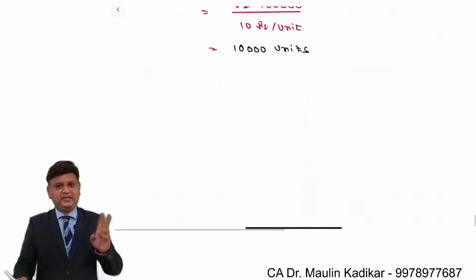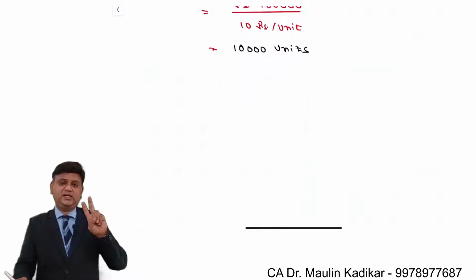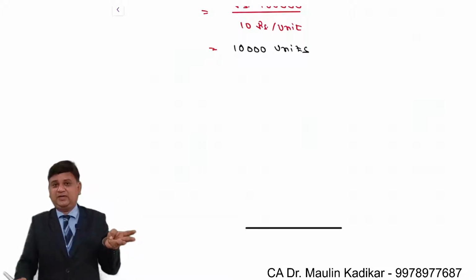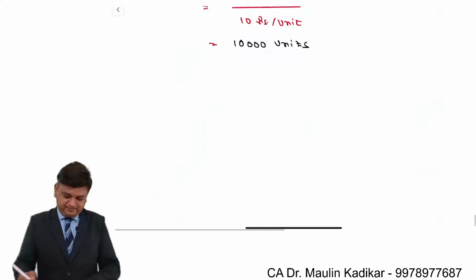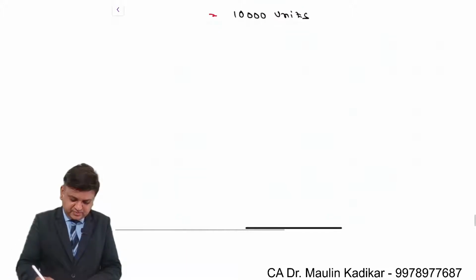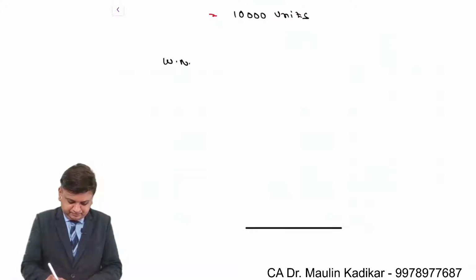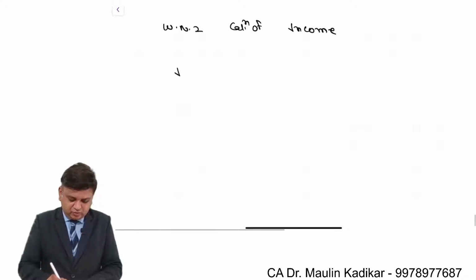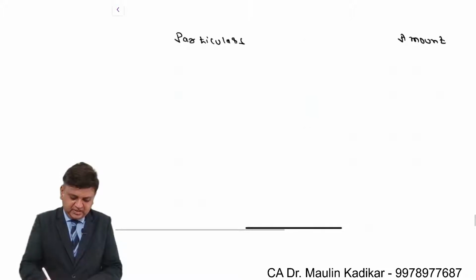There is no capital gain tax, so the second working note is discarded. Third is the time period of holding investment. It is the same as what we have already done. So directly we will have the fourth working note, that is the income. So this becomes working note number 2. Calculation of income. In that again 2 columns, particulars and amount.